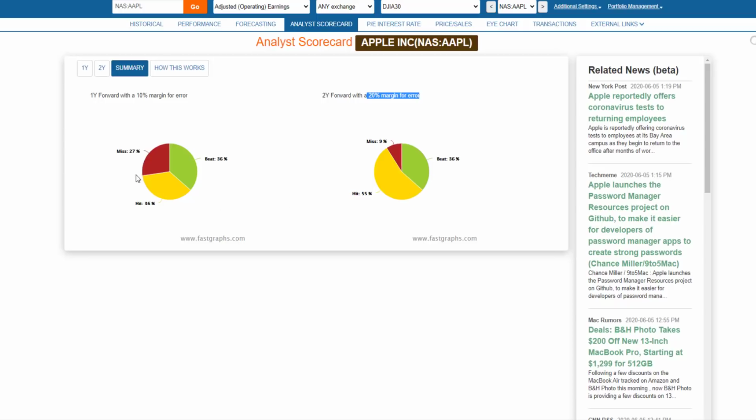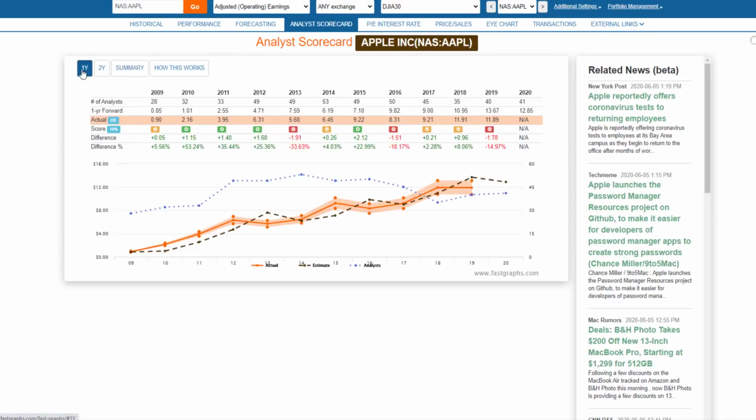Now, in Apple's case, they missed estimates 27% of the time. They hit them perfectly, which is the gold color, 36% of the time, within that margin of error. And then they beat the estimates, they did better than what the consensus was, 36% of the time. Now, obviously, it looks like they were better at the 2-year forecast, but keep in mind, you have a much larger margin of error here when you're doing the 2-year, so you'll see that quite commonly. But the point is, you can go in there and then see it granularly and see how much they missed it by.